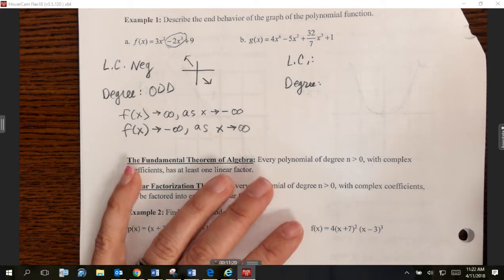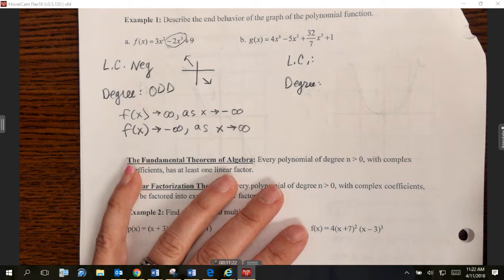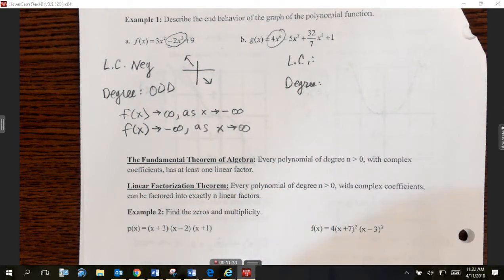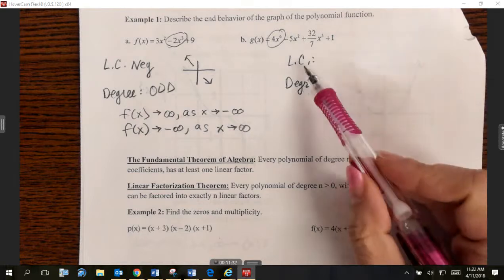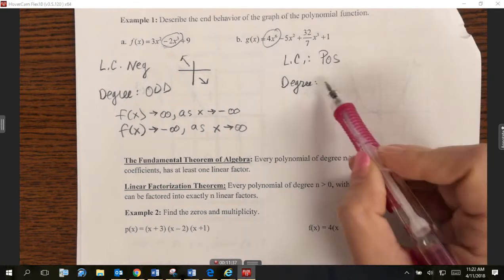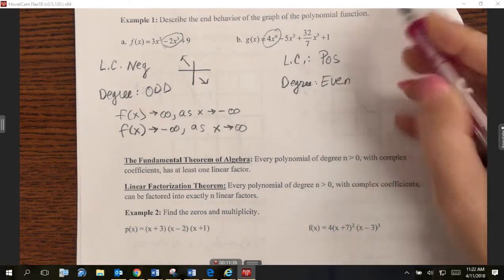Which term? What do you think we need? Oh, 4x to the 6th. Is that what you're saying? Yeah, that is the one. And it happens to be first. Yay. So our leading coefficient is positive, and our degree is even. Positive, even.